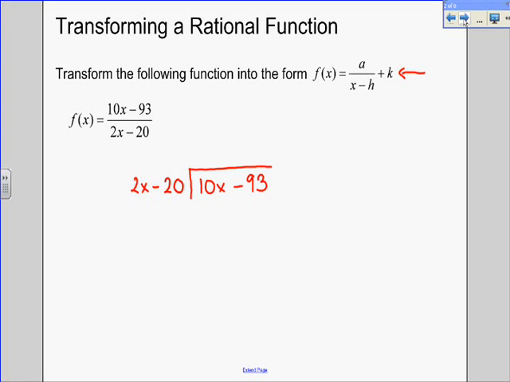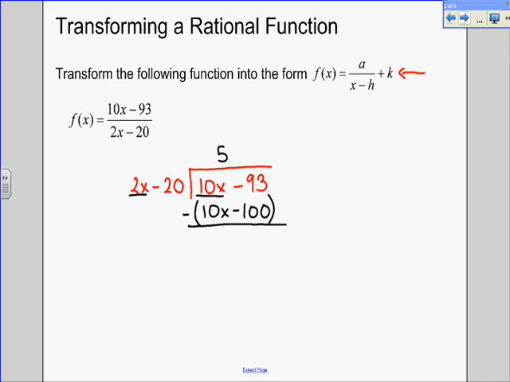Well, the first question we ask is how many times does 2x go into 10x? And the answer to that is 5. So what I'd like to do next is just to write an expression that is my 2x minus 20 multiplied by 5. And we're going to be subtracting that away to see what we have as a remainder. So 5 times 2x is 10x, and 5 times negative 20 is negative 100.